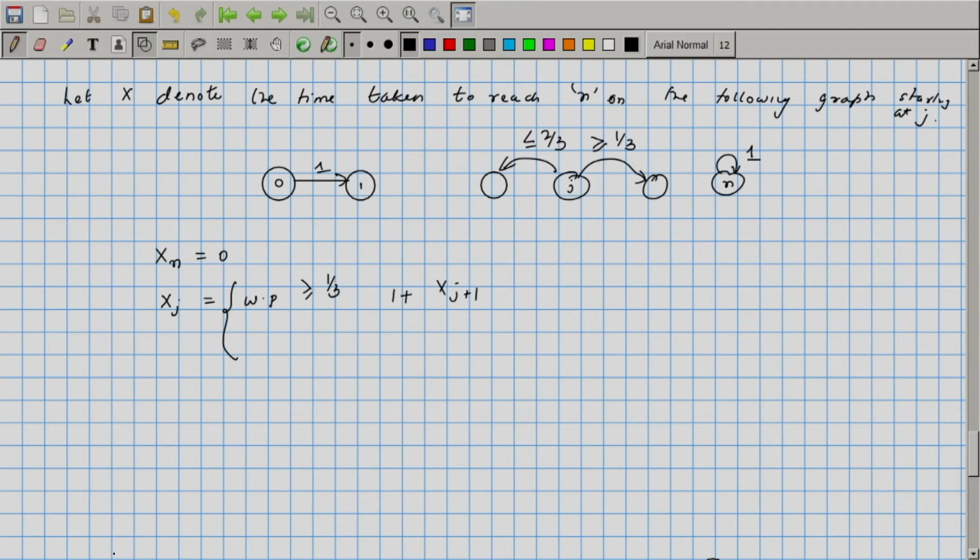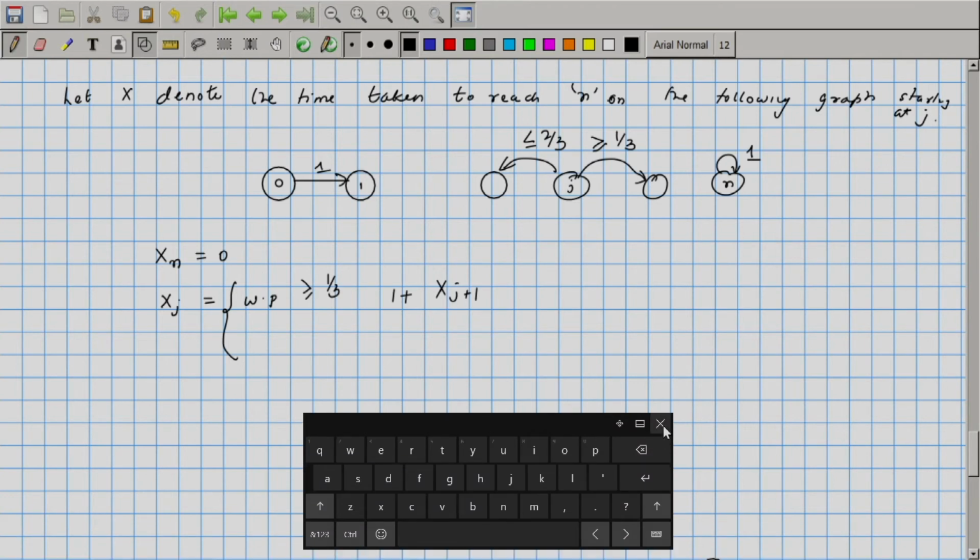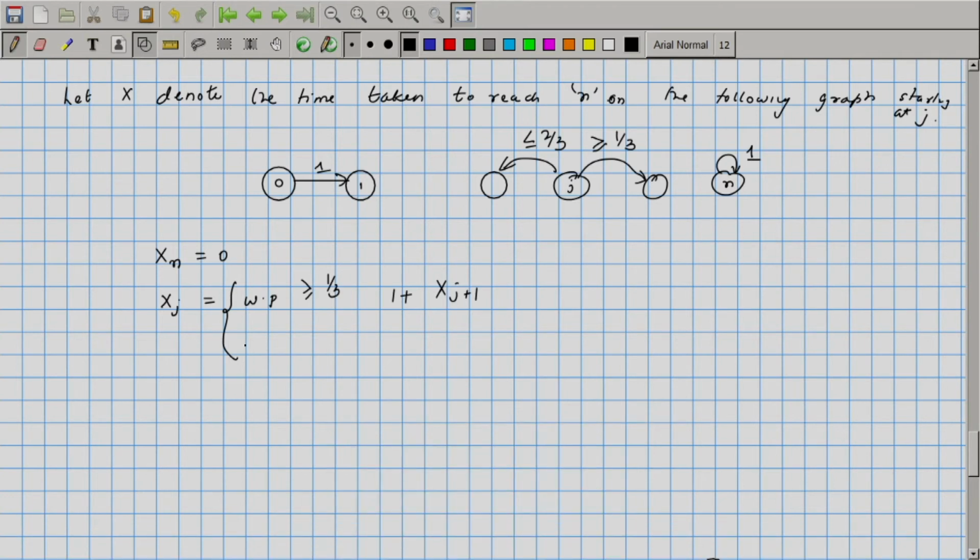Okay. Whatever is the time taken to reach from j plus 1, add 1 to it, that is going to be the value of x j with probability 1/3, and with probability less than 2/3, it is going to be 1 plus x j minus 1. Okay. So, these are the random variables that are involved. Let us compute the expected time to reach n from a starting point j.